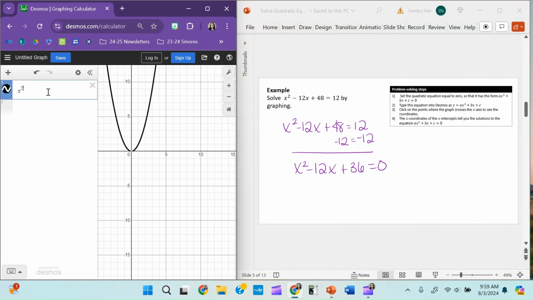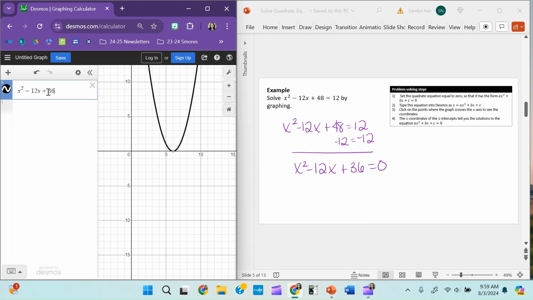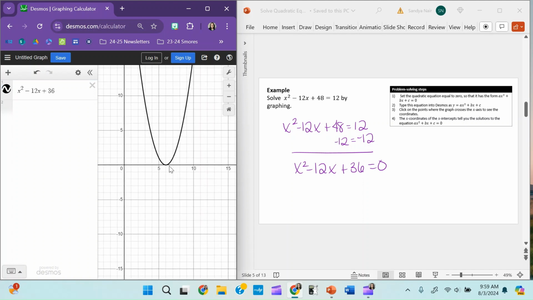So I have x squared minus 12x plus 36. And you can see I have a situation where I just have one solution, right? You can see it looks like this graph is just kind of sitting on the x-axis. So my one solution is going to be x equals 6.